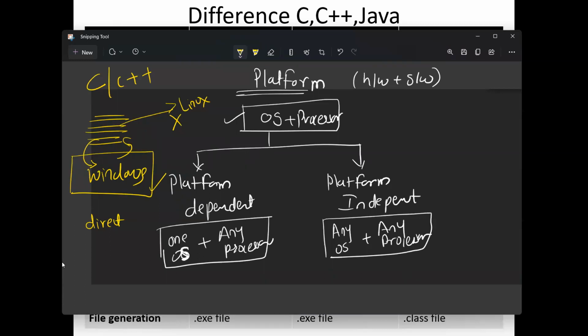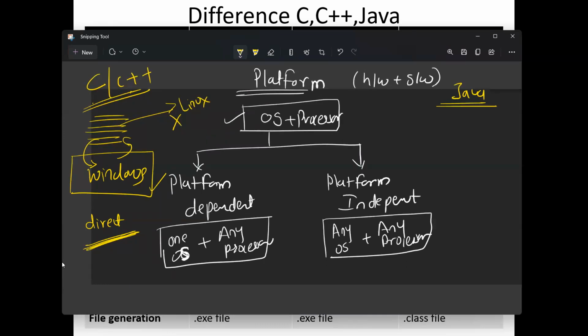Because whenever you are writing code, it will be executed directly through the operating system. Right? We are using some resource directly from the operating system. So the execution pattern will be direct. So ये दोनों programming language, in fact, C is a procedure and C++ is object oriented. Still both are platform dependent programming language. If you ask me about Java, Java is platform independent, guys.